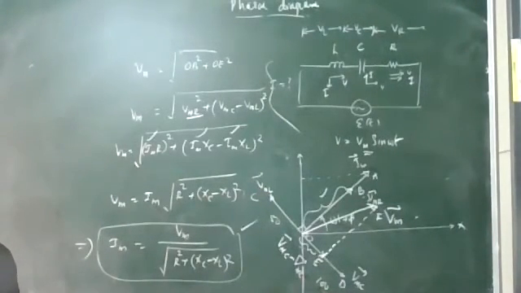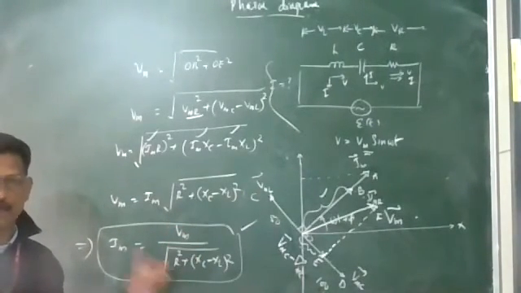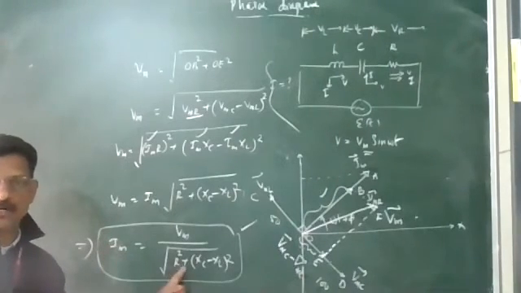A very important point: when voltage is divided by something, it will give you the current. So what should be the denominator?